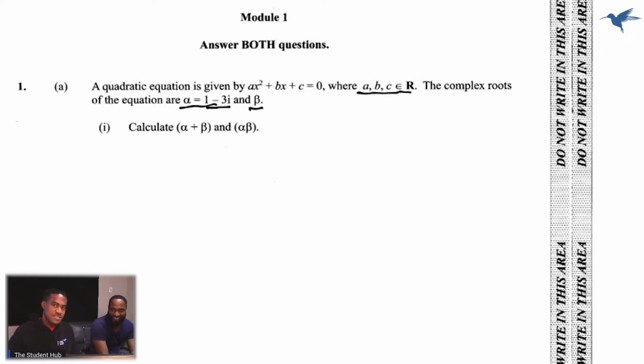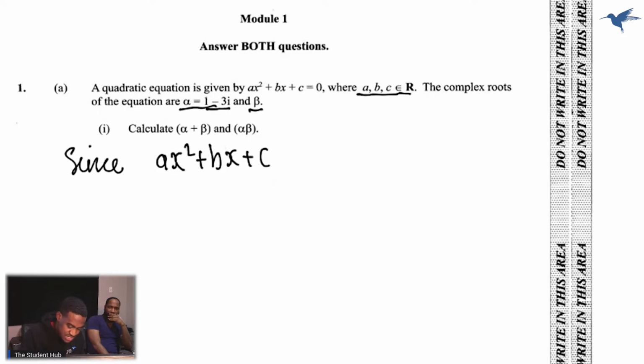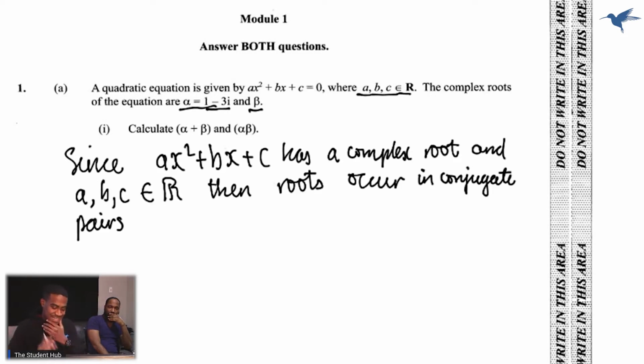Yeah, so that is basically the rule that should come immediately to your mind when you see that alpha is equal to 1 minus 3i, right? That is a root of this quadratic equation. The rule will pop into your mind, but you need this part here. You see, this part here is really key. The rule states that, and I'm just going to put it down here, right? This is basically the rule here, and this is really key.